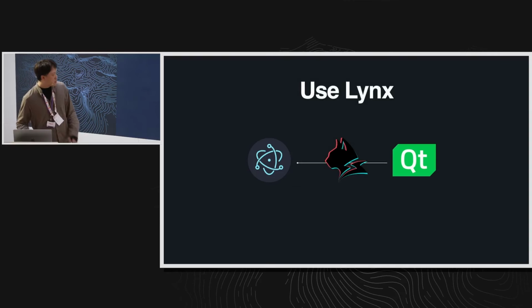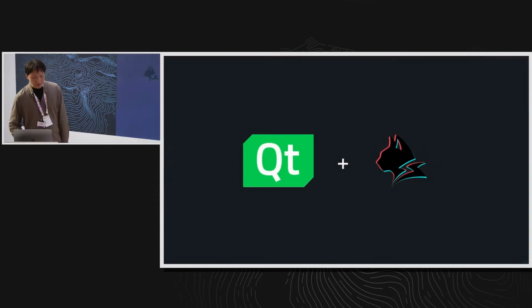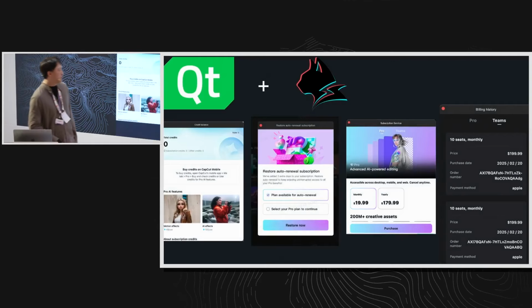Lynx provides a set of multi-platform APIs, which allow Lynx to be embedded into any framework or adapted to any operating system. So by embedding Lynx into Qt, CapCut can have their front end, their UIs, written in front-end techniques using Lynx. So there are a bunch of actively working pages that are running on Lynx.